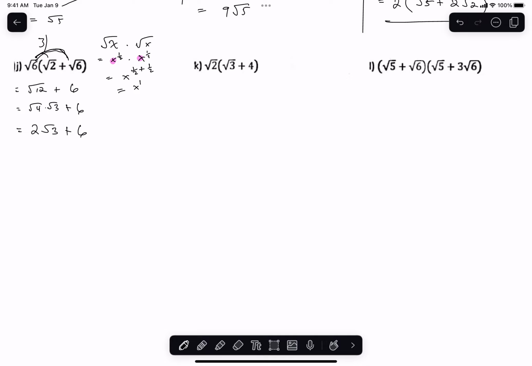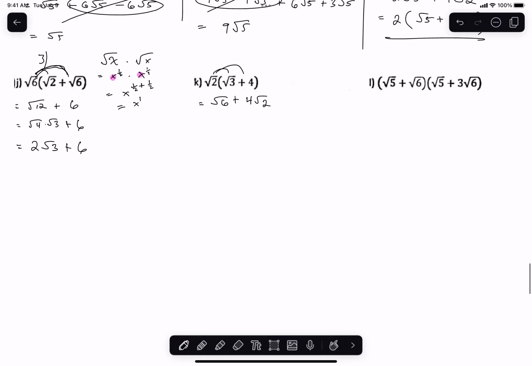Okay, so let's jump to K. Root 2 times root 3 is going to be root 6 plus 4 root 2. I don't think there's anything to be done there. That's it for that one.